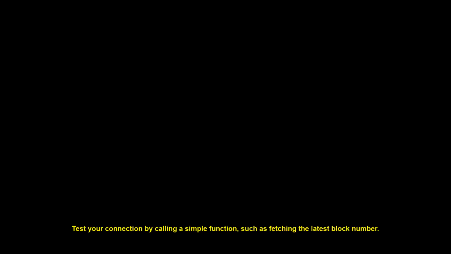Test your connection by calling a simple function, such as fetching the latest block number. Verify that your application successfully retrieves the block data. If you encounter any errors, double-check your API key in network settings. With successful authentication, you are now ready to build your Web3 application using Infura.